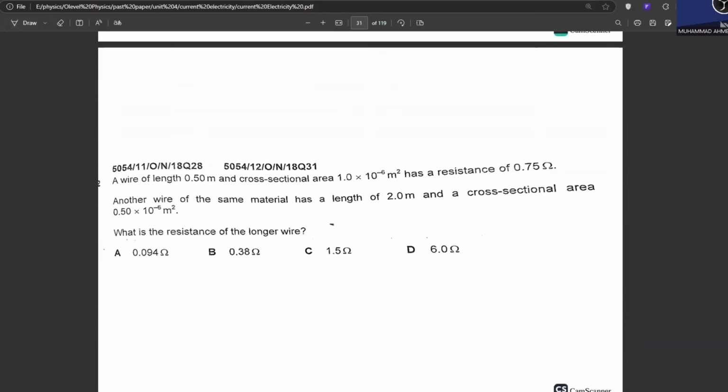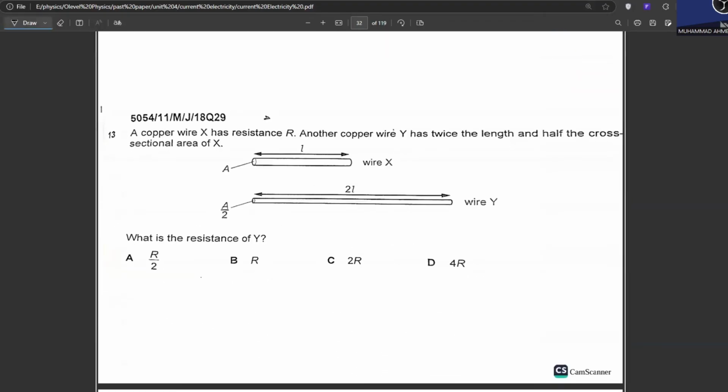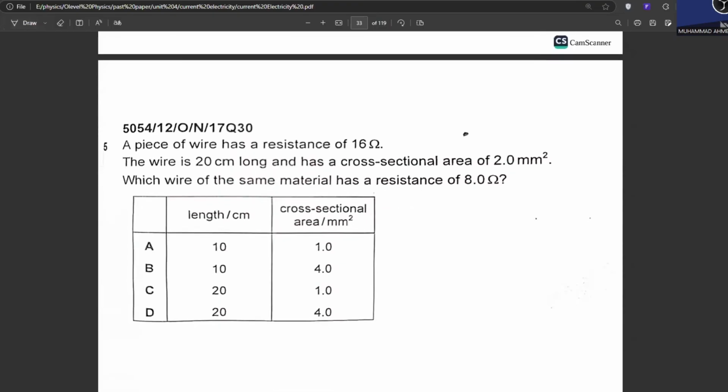This is the same question. Let's see this. A copper wire has resistance R. Another copper wire Y has twice the length. So if your L increases to 2L, your resistance will go from R to 2R. And half the cross sectional area. If your cross sectional area halves, what will happen? Resistance is inversely proportional to area. If your area halves, what will happen to your resistance? It will further double. So it goes from 2R to 4R. D is your answer. Let's further move ahead.